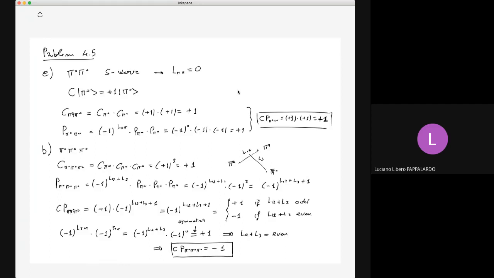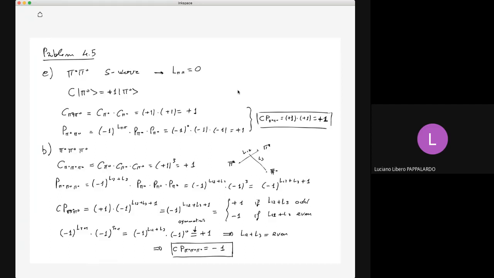Is that clear, guys? Give me a sign. Yes. So in this case, the text didn't provide the value of total L because we could derive it by applying the symmetry of the total wave function.